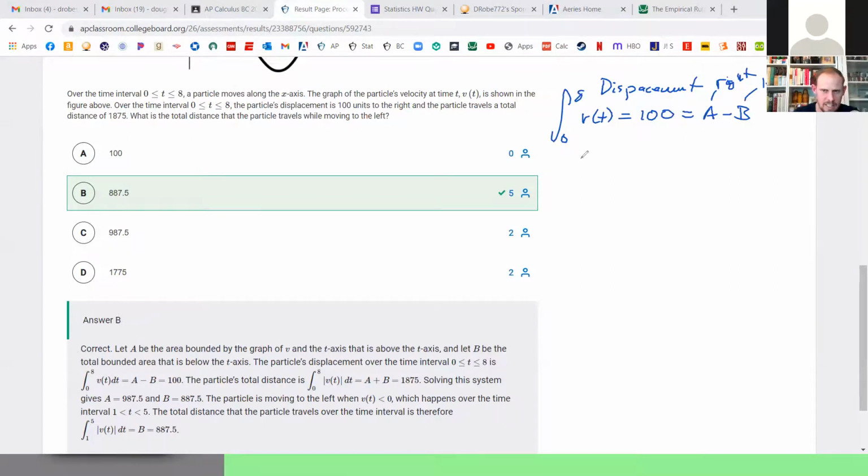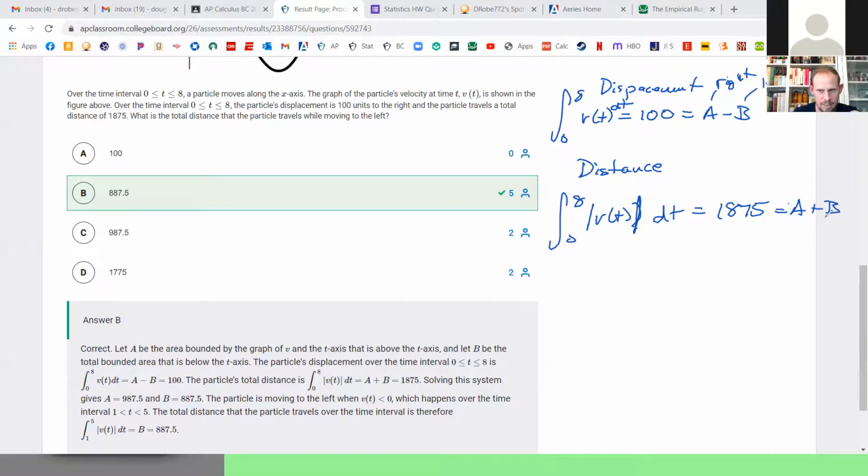All right. The next thing we've got is the total distance it travels. So moving to the right counts as total distance, and moving to the left counts as total distance. And that's the integral from 0 to 8 of the absolute value of the velocity. Absolute value. I suppose I should put a dt here too. And that equals 1875, which is a plus b, because both of those will be treated as positive.